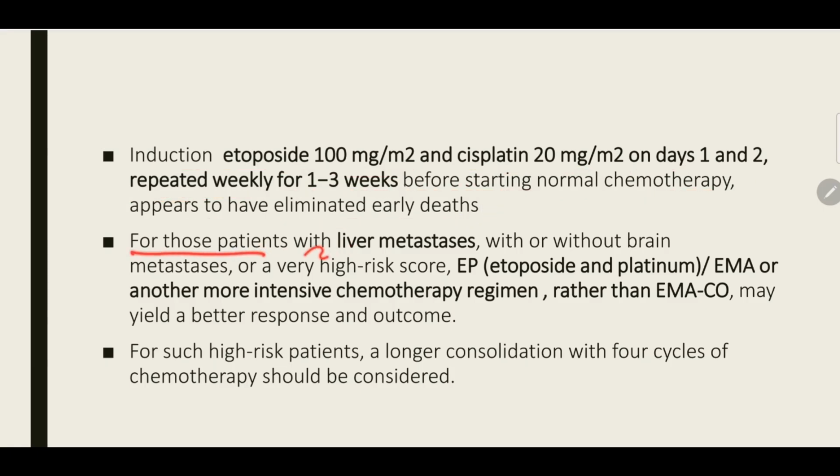For those patients with liver metastasis, with or without brain metastasis, or a very high risk score, EP, that is etoposide and platinum, or EMA, or another more intensive chemotherapy regimen rather than EMA-CO, may yield a better response and outcome. Instead of EMA-CO, you can consider EP-EMA in those liver metastasis, brain metastasis, or very high risk. For such high risk patients, a longer consolidation with 4-cycle chemotherapy should be considered.